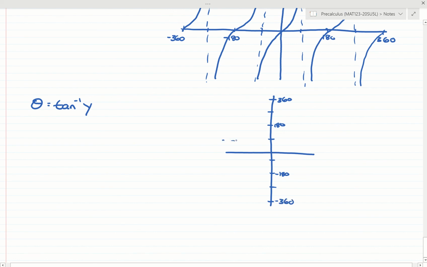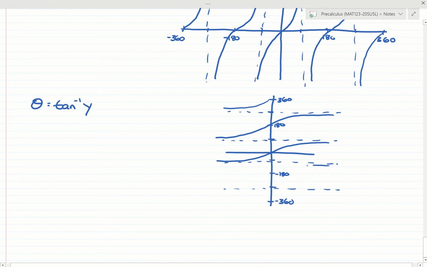We still have our asymptotes at 90 and every 180 degrees before and after. But our graph would look something like this. And you could see that this is definitely not a function either. So if we were going to force it to be a function, we could define arc tangent of y.